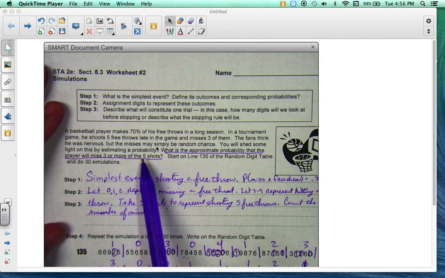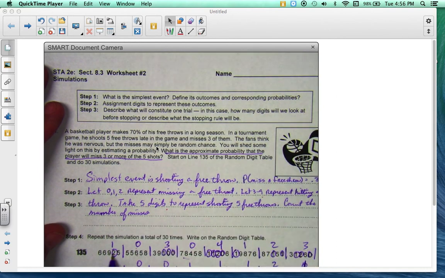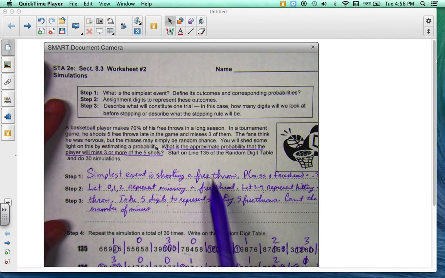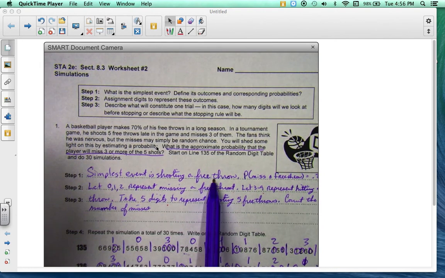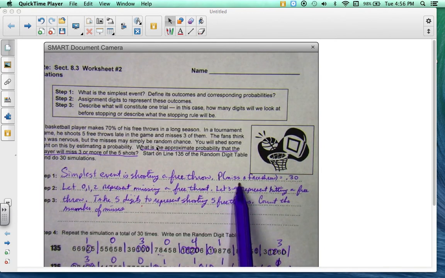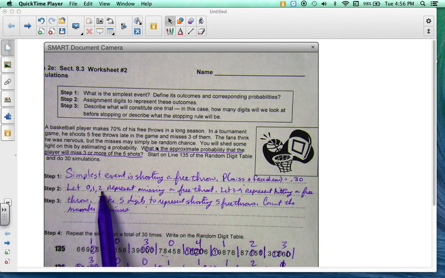So that right there tells me that you're going to do 5 shots. And that's what we did down here. 5 shots, okay? Now, the simplest event is shooting the free throw. So we're looking for the probability that he misses the free throw, which is 0.3. So we're going to let 0, 1, and 2 represent missing a free throw.